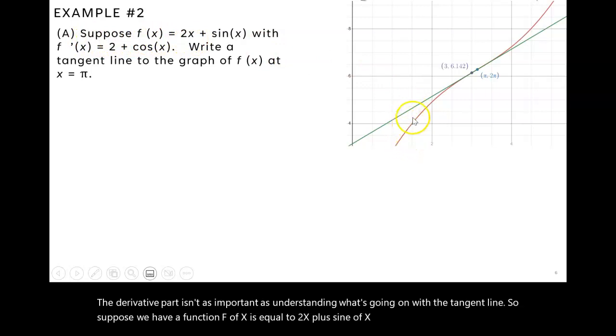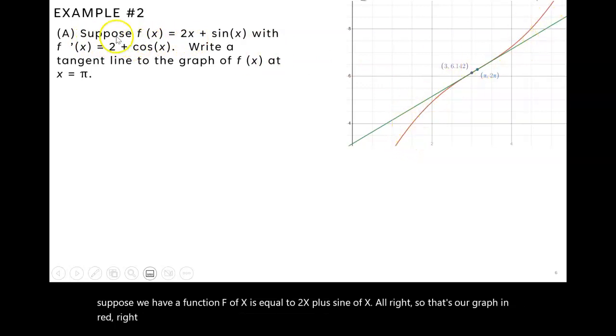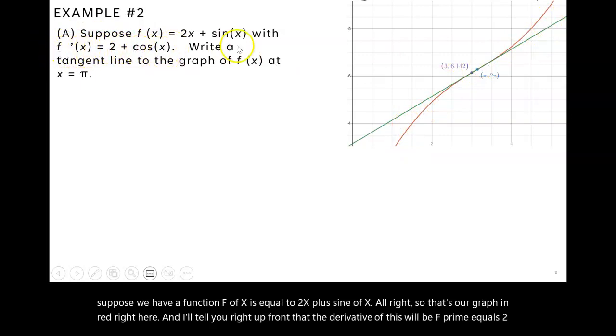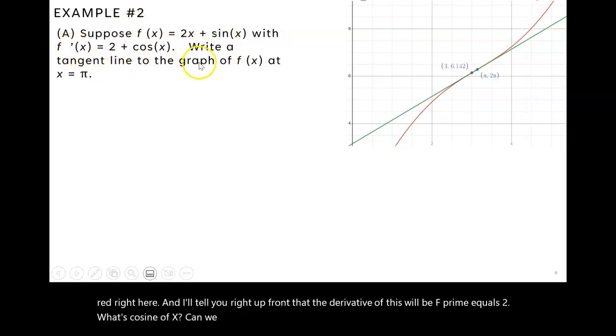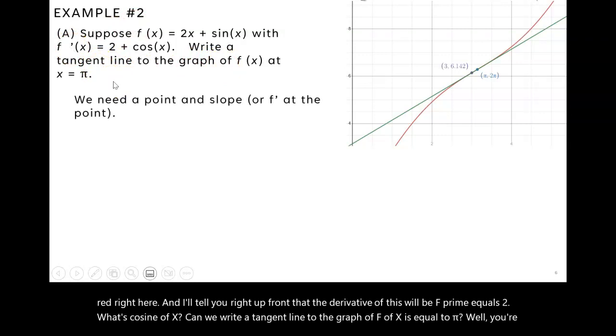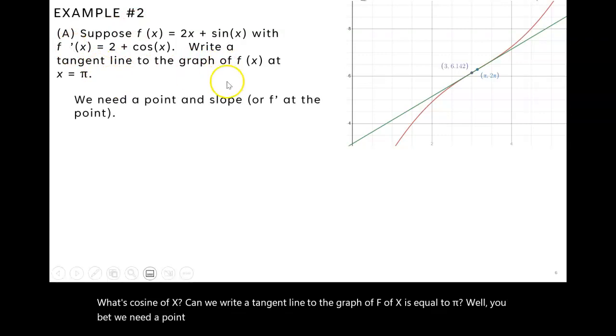All right, so that's our graph in red right here. And I'll tell you right up front that the derivative of this will be f prime equals 2 plus cosine of x. Can we write a tangent line to the graph of f of x at x is equal to pi? Well, you bet. We need a point and we need a slope, or in other words, f prime at the point x is equal to pi.